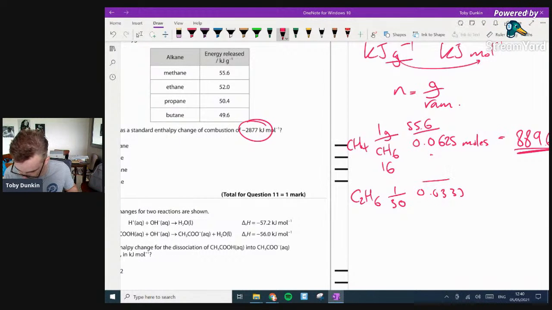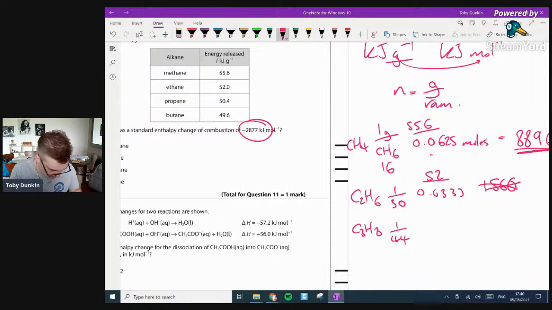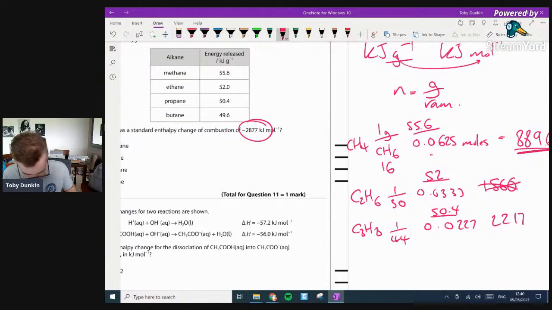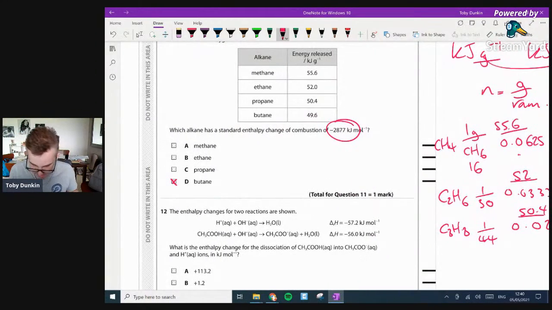0.0333. Right, divide that by 52. 52 divided by answer gives me 1,560. It's not enough. Next, propane, C3H8. 1 over 44. 1 divided by 44 gives me 0.0227. What's the energy output? 50.4. 50.4 divided by answer gives me 2,217. The answer's D because it's none of the rest.